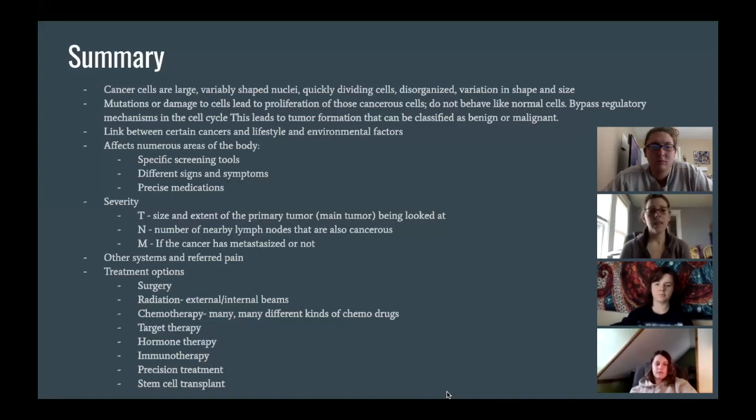Cancer can affect other systems in our bodies and even refer pain to other areas of the body. And there are numerous treatment options, including surgery, radiation, and stem cell transplant, and there are also many different forms of medication, including precision treatment, chemotherapy, targeted therapy, hormone therapy, and immunotherapy.